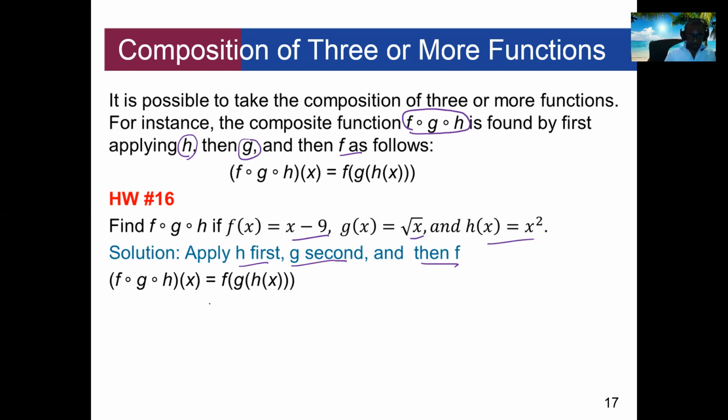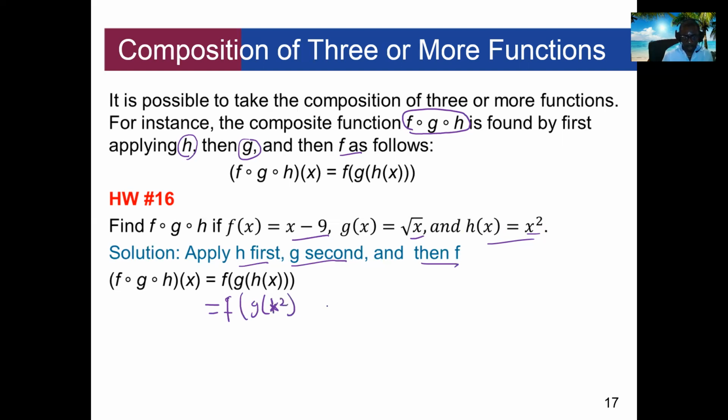So if you want to find this composite function involving 3 functions, or 3 machines, what will be the final output? Well, let's try it. Let's find this one. This is f of g of h. Wherever we see g, we plug in h of x, which is x squared.